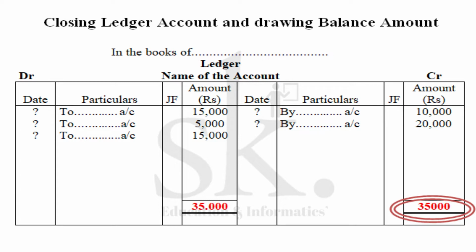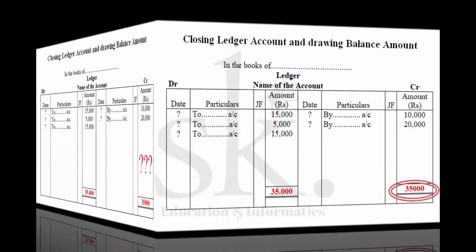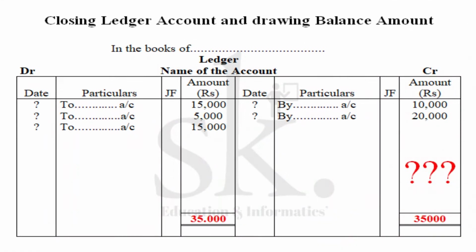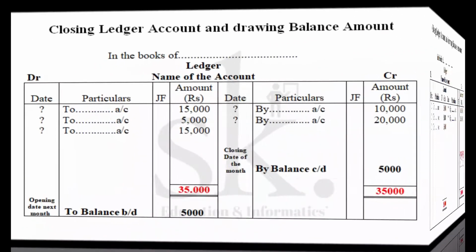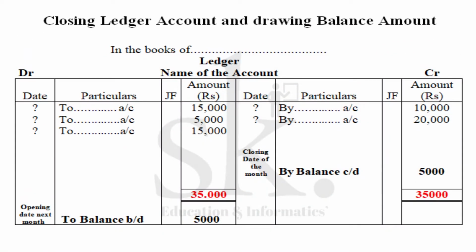So when we have got 35,000 on the debit side, we also have written the same total on the credit side. If we check the credit side, there are 2 entries, one of 10,000 and one of 20,000. And since we have made a total of 35,000, we see a gap of rupees 5,000. So now we write the difference of 5,000 rupees on the credit side by writing "By balance c/d".